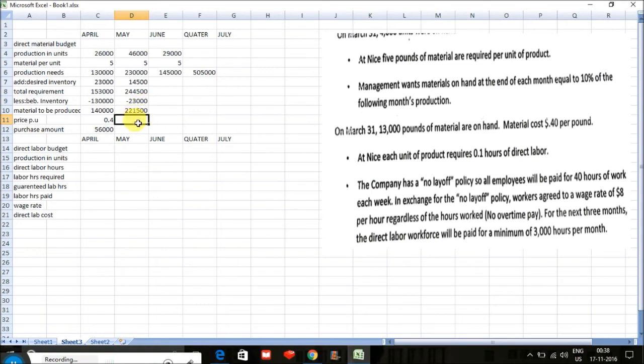2,21,500. Now we'll multiply it by the per unit cost of material, and now we should get the number. It is 88,600 is the purchase amount for the month of May.